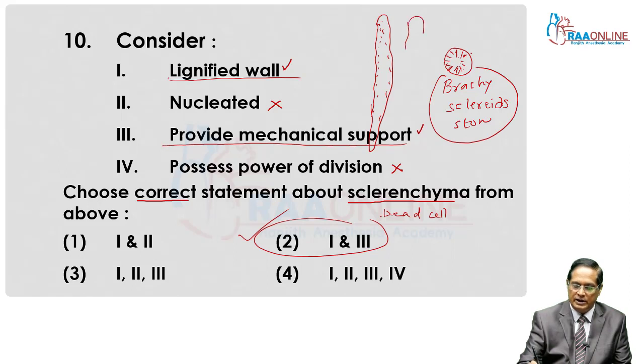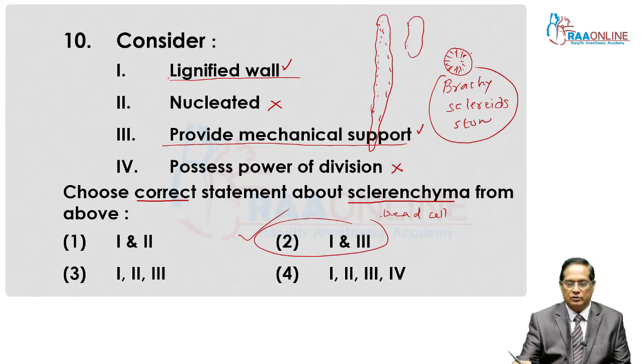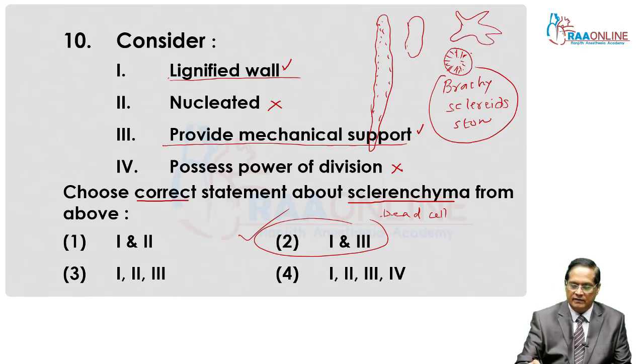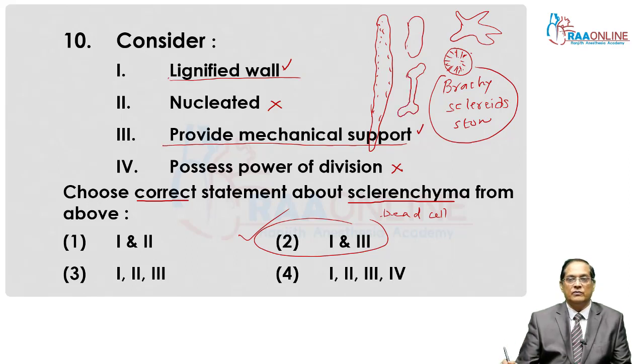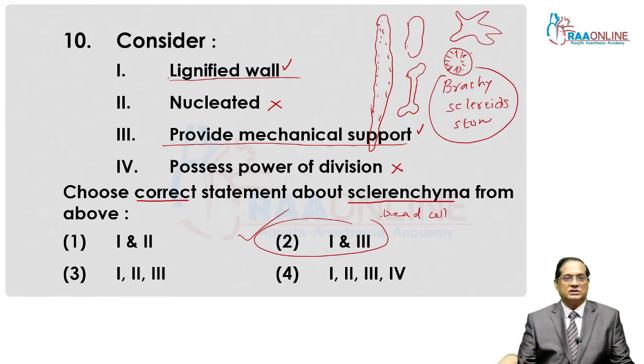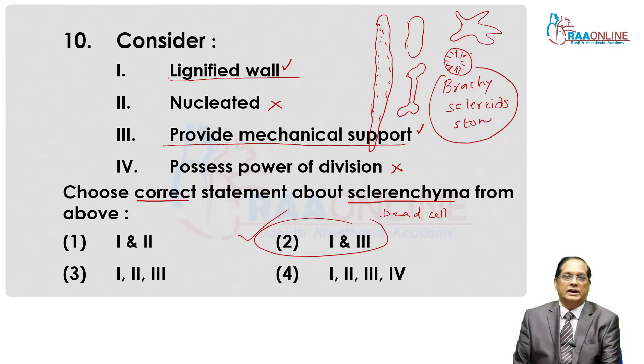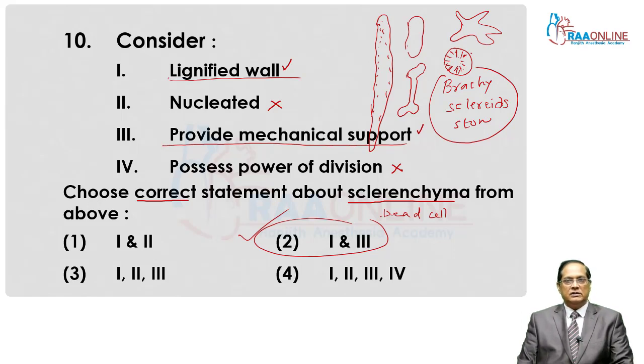They may be columnar, then macrosclerids. They may be star-shaped, then astrosclerids. They may be bone-like, then osteosclerids. These are the various types of sclerids. So sclerenchyma is further classified under two categories, that is fibers and sclerids. Fibers are elongated with lignified wall, whereas sclerids are less elongated and of various shapes.